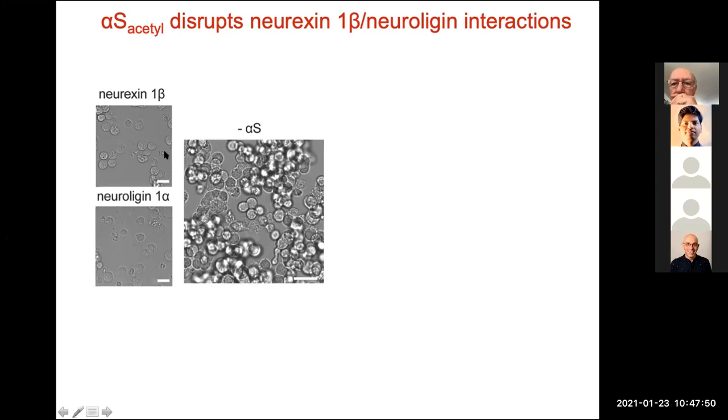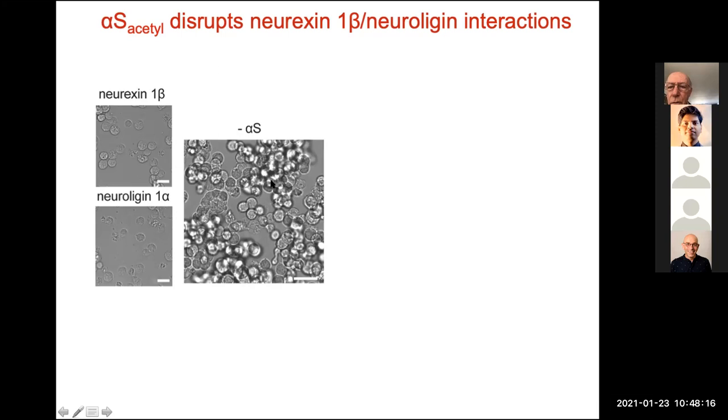The reason we do it this way is because we can then mix these Neuroxin 1 beta cells and these neuroligin cells together. If we do that in the absence of alpha-synuclein, you can see big fat clusters of cells that settle down on the surface. The reason for this is that it's driven by the interaction between the Neuroxin 1 beta and the neuroligin. The density of cells in this experiment is the same as the density of the cells here. The reason we see so many more cells here is because they're bigger clumps and they settle down a whole lot faster.